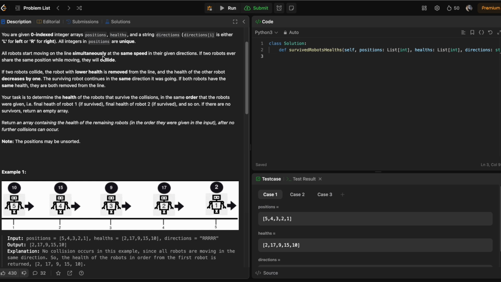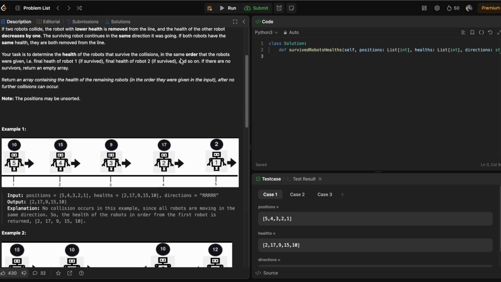If two robots ever share the same position while moving, they will collide. If two robots collide, the robot with lower health is removed from the line and the health of the other robot decreases by 1. The surviving robot continues in the same direction it was going. If both robots have the same health, they are both removed from the line.